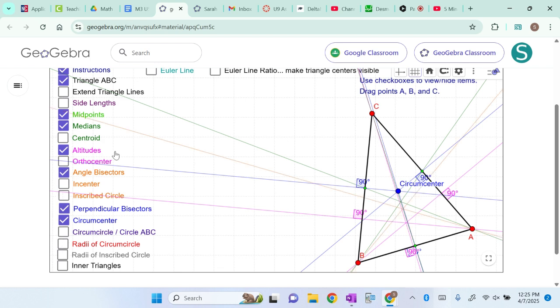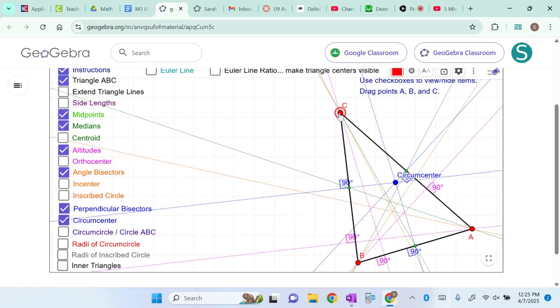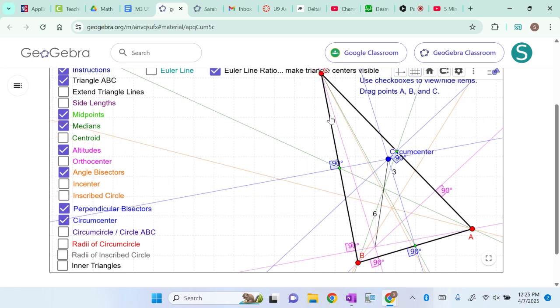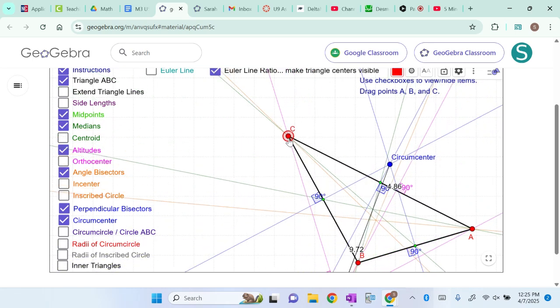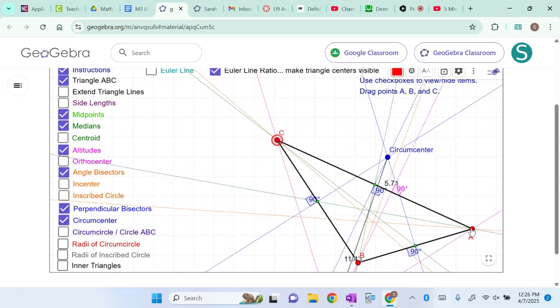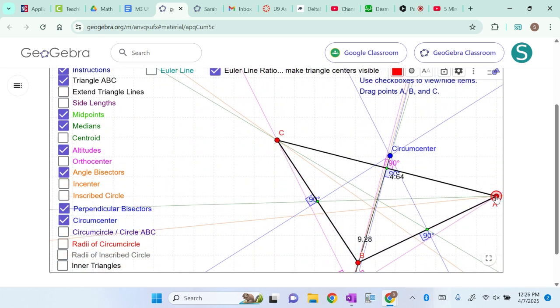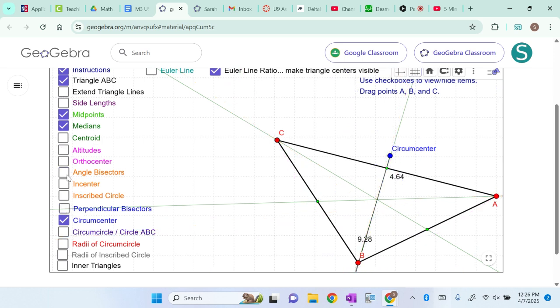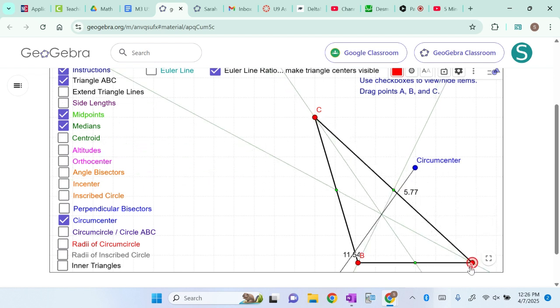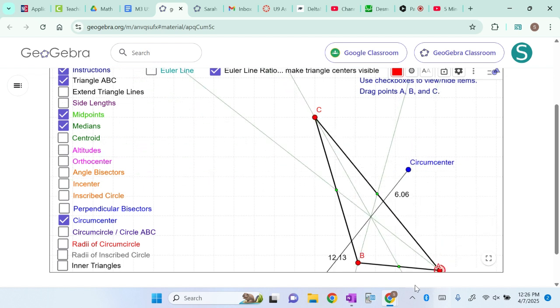and angle bisectors. Which type of bisector or which type of line does the circumcenter always go through? Which ones do you think? So is it the medians? If I move it around, does it always fit in the center of those medians? Yes, no, maybe. What do you guys think?